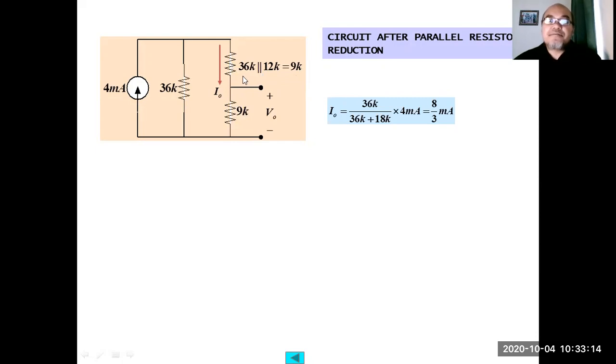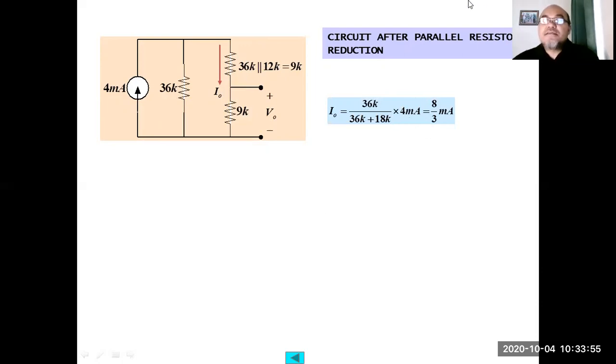Between this branch there is a voltage division between the first 9 kilo ohm and the second 9 kilo ohm. Of course, they are equally divided because the values of the resistors are the same. Then this 4 milliampere is split between the 36 kilo ohm and these two 18 kilo ohm. So to calculate I out, we can use the current division formula: I out equals 36K divided by 36K plus 18K, multiplied by 4 milliampere.